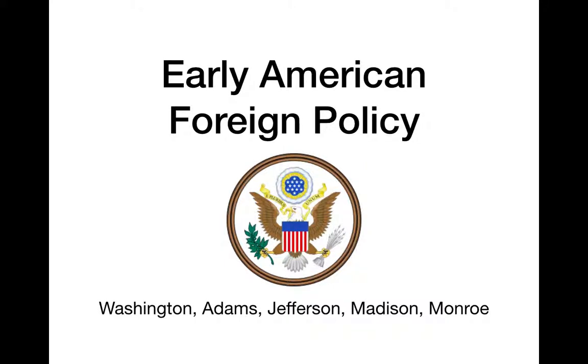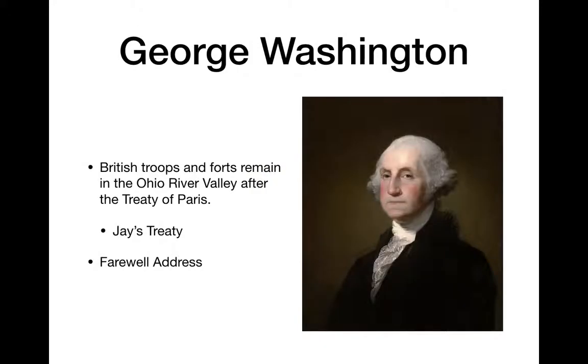All right, I'm going to talk to you a little bit about early American foreign policy. I'm going to cover some of the issues faced by George Washington, John Adams, Thomas Jefferson, James Madison, and James Monroe. The first person we'll look at is our first president, George Washington. To the left, you're going to see just a quick list of some of the important ideas to highlight, and then we'll talk about them a little more in depth.